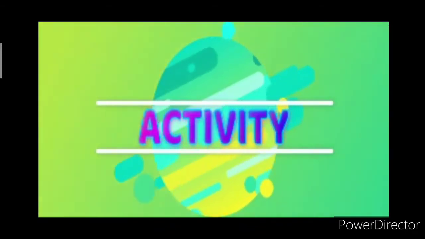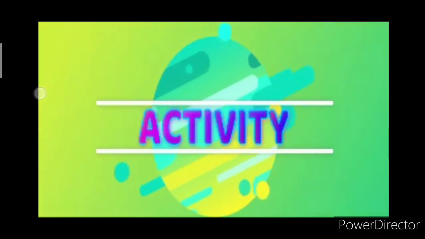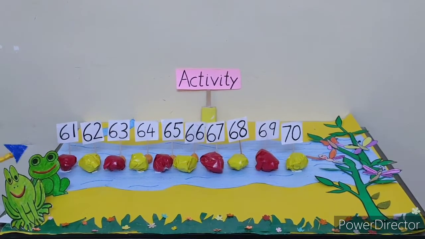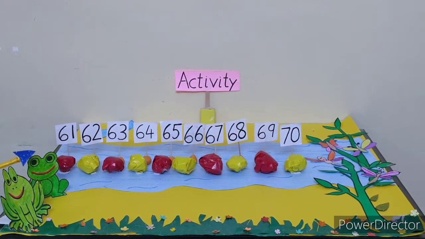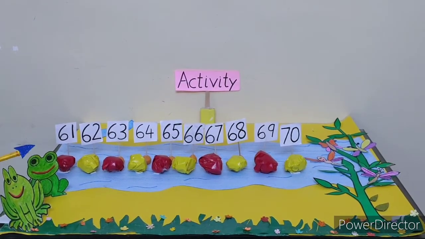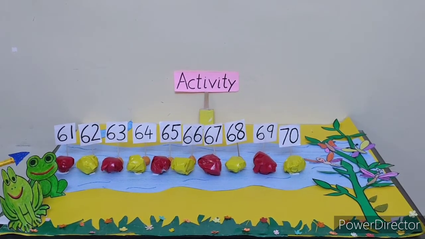Now it's time for an activity. Once a frog and a tadpole lived near a pond. Tadpole का मतलब पता है बच्चों? Young one of frog is called tadpole. Frog के बेबी को tadpole कहते हैं.